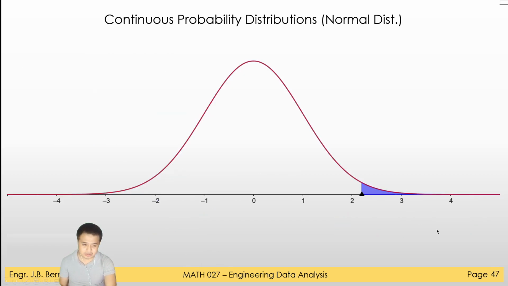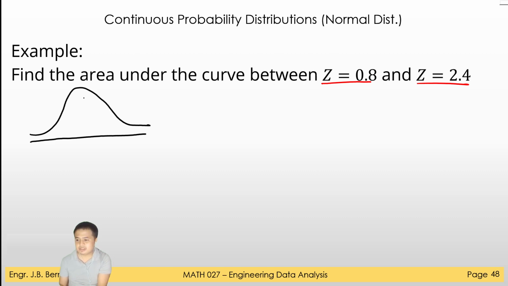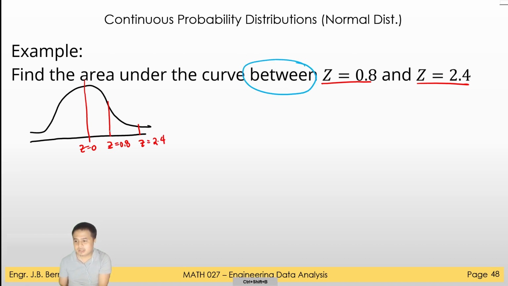Okay, so this is how we visualize this problem. Now find the area of the curve between 0.8 and 2.4. If we have this problem again, we have the z-score. So the best way to do this is to just visualize the problem first. So we have this curve. The z here is 0, and then here z is equal to 0.8, and then another z here, z is equal to 2.4. So what we're trying to find is in between, meaning the area we're looking for is in between these z-scores. So how do we now find that?